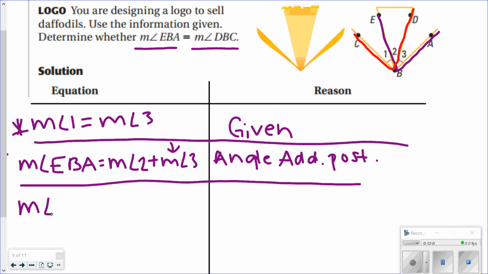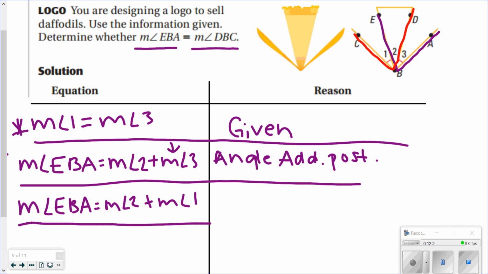So let's rewrite this. The measure of angle EBA is equal to the measure of angle 2 plus the measure of angle 1. So I'll say that again. If we look at step 2, the measure of angle 2 plus the measure of angle 3, well, from our first statement, I know that the measure of angle 1 is equal to the measure of angle 3. So I can use substitution and switch the measure of angle 3 to really be the measure of angle 1. So the reason was substitution.